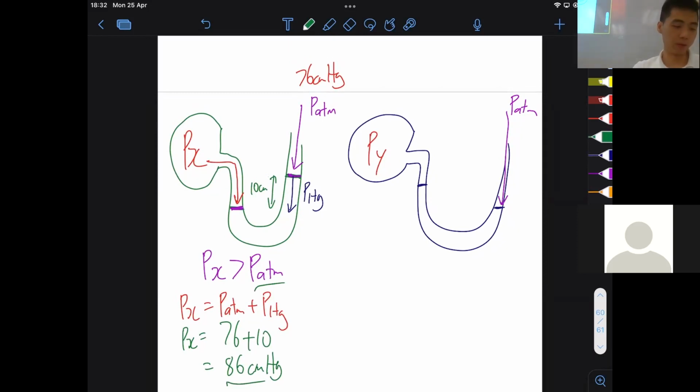What about this one here? Everyone tell me, if the height here is 5 cm, find me the pressure of Y. Let's everyone do this and tell me what's the pressure here? How much? 81. Is it 81? If it's 81, then it'll be greater than the atmospheric pressure, right? It'll be 71 instead.